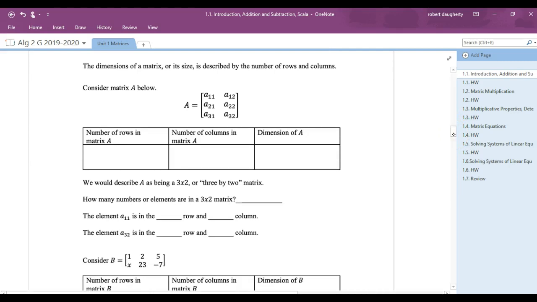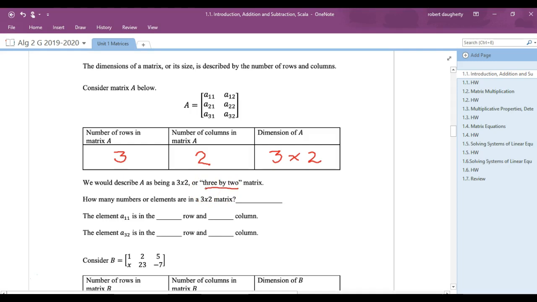Now, the dimensions of a matrix are what we get from the number of rows and columns. So look at this matrix A. How many rows does this one have? It has 3 rows. How many columns? 2. So we will say that this is a 3 by 2 matrix, okay? It's not 3 times 2, we just say a 3 by 2. So 3 by 2 matrix, that's what it means. It has 3 rows, 2 columns.